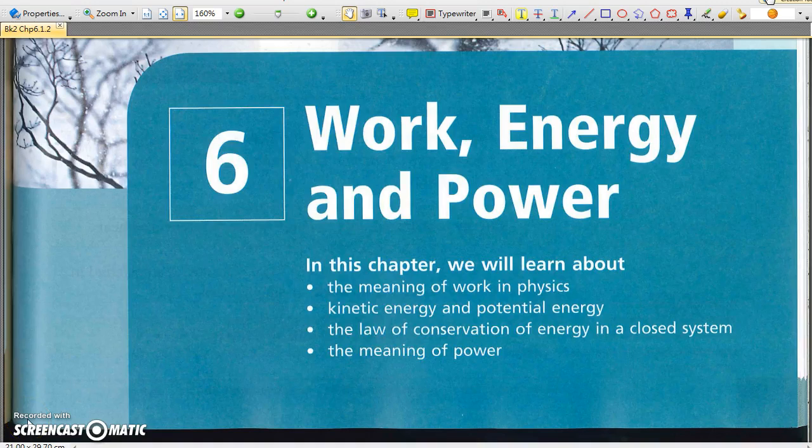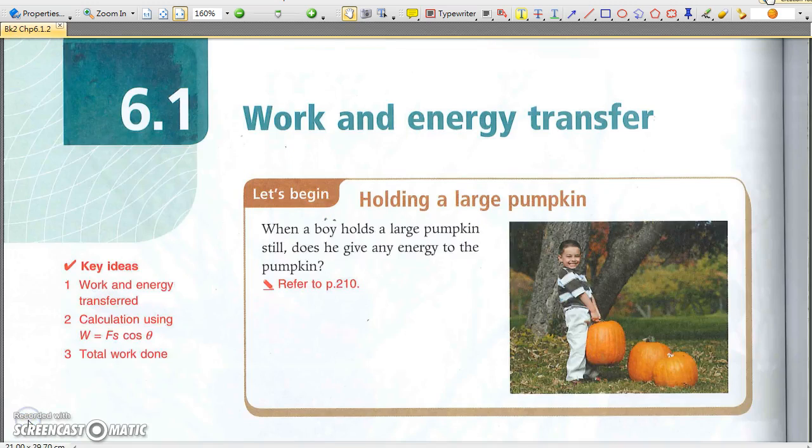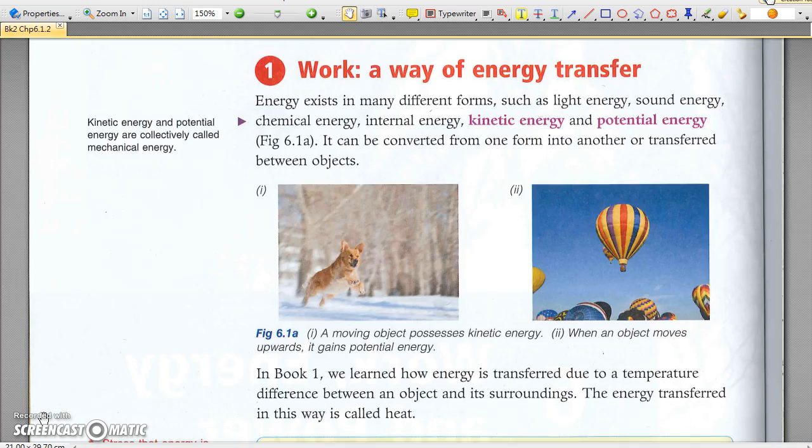Chapter 6 Work, Energy, and Power. Chapter 6.1 Work and Energy Transfer. 1. Work, a way of energy transfer.